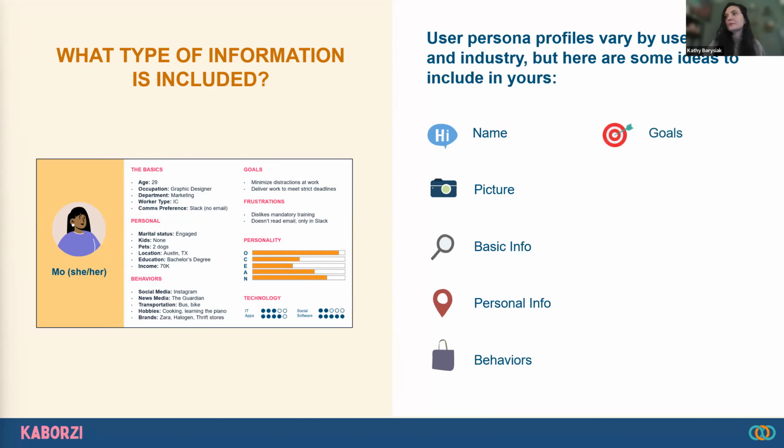Big things here: goals and frustrations, and specifically how they pertain to the job at hand, or in this case, creating a learning experience that they're going to show up to. What are their goals? What are their frustrations as they pertain to learning? So in this case, Mo wants to minimize distractions at work, has strict deadlines, really needs to be able to deliver on those. So the goal is, hey, I need to be heads down. I can't be distracted. I've got to get my things done. Frustrations: dislikes the mandatory training getting in the way of actually meeting those strict deadlines.